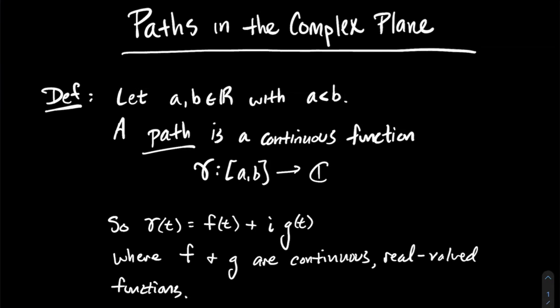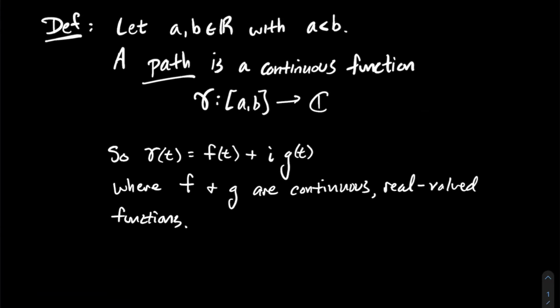And so we should be able to write that down a little bit more formulaically, and talk about its real part and its imaginary part. So gamma of t, that output, is a complex number whose real part is f of t and whose imaginary part is g of t. And later on I'm going to show you a theorem that tells us that f and g are continuous real-valued functions when we're dealing with a path.